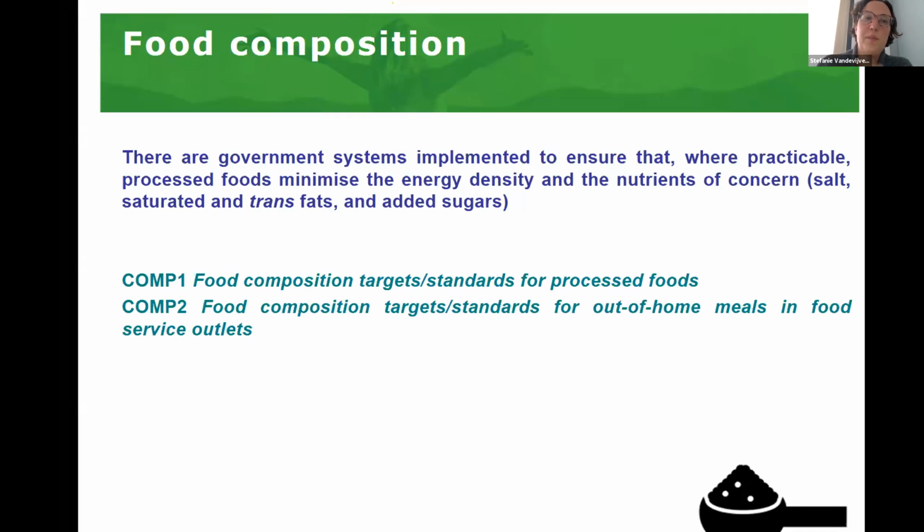So one of the policy domains is the food composition domain, which is really looking at whether there are government systems implemented to ensure that, where practical, processed foods minimize the energy density and the nutrients of concern. And here the indicators cover two aspects. One is looking at such standards for processed foods, while the other is looking at standards for out-of-home meals and food service outlets.